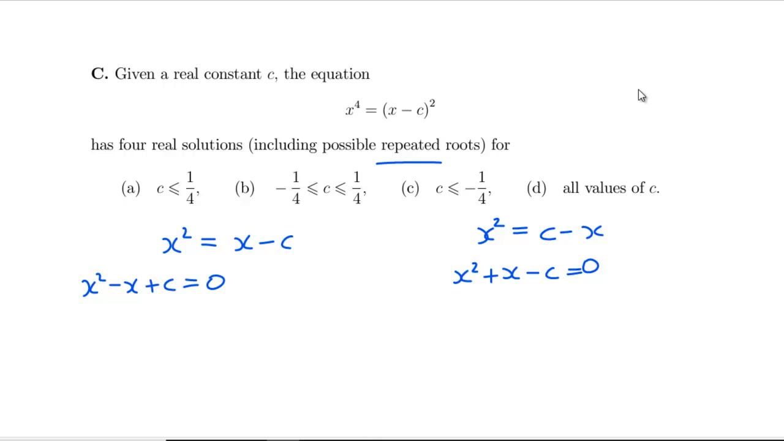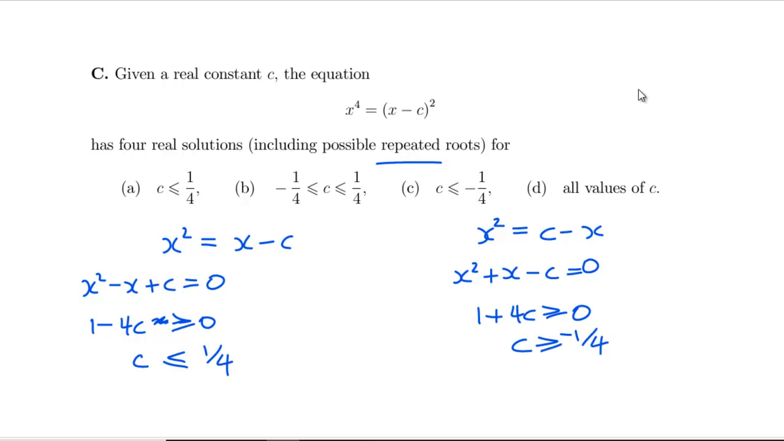So now we can look at our discriminant. b squared minus 4ac, so 1 minus 4 times 1 times c, 1 minus 4c. And that has to be not equal to 0. We want possible repeated roots as well, 4 solutions, so greater than or equal to 0 for that one. So that means that c is going to be less than or equal to a quarter. And then we do the same thing over here. We're going to get 1 plus 4c has to be greater than or equal to 0. So c will be greater than or equal to minus a quarter on that one. So that's between minus a quarter and a quarter, which is B.